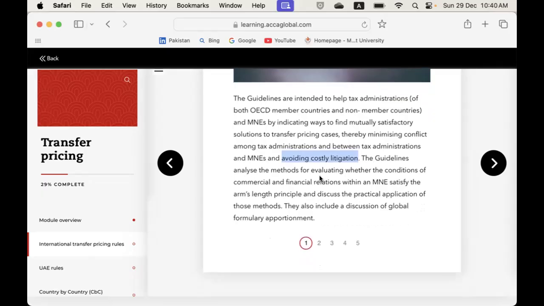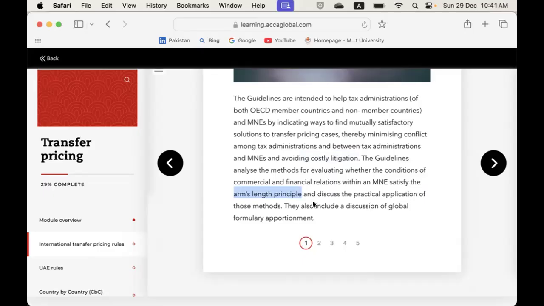The guidelines analyze the methods of evaluating whether the conditions of commercial and financial relations within the multinational enterprise satisfy the, this is the key word for us to remember. Whenever you think about transfer pricing, there are two things that should always come to your mind. What are those two things? Number one, that I have highlighted, arm's length principle. All the transactions must be at fair market value between knowledgeable and willing buyers. That's arm's length, right?